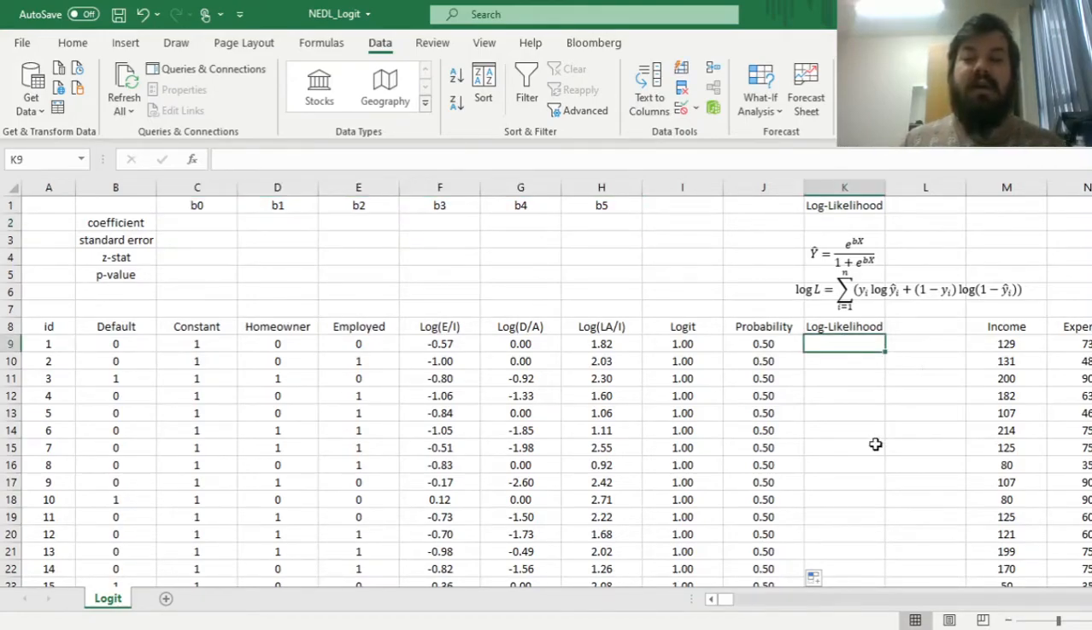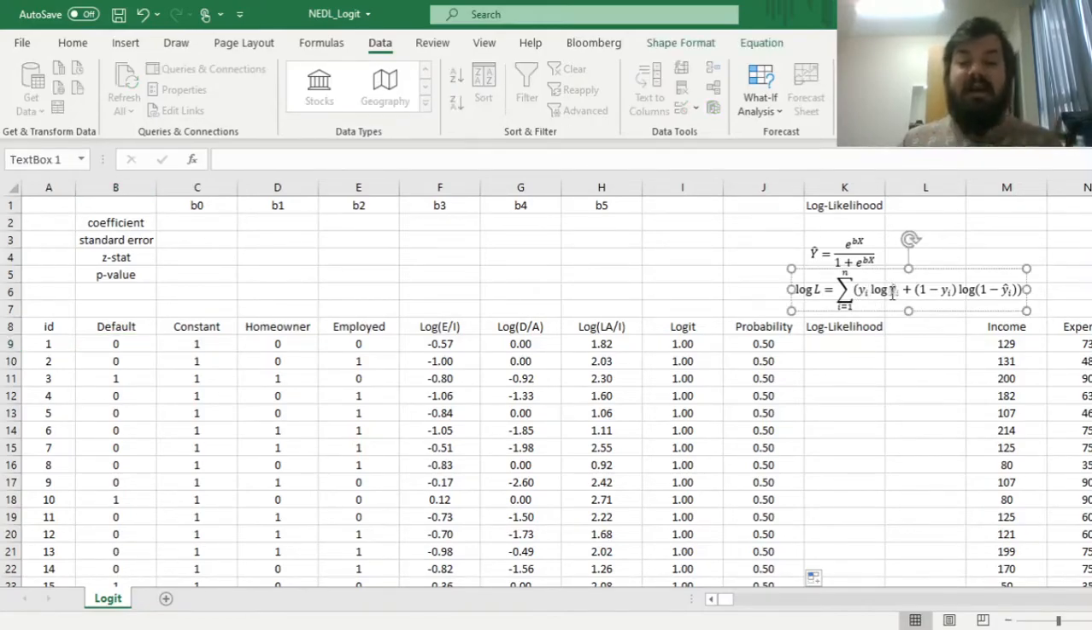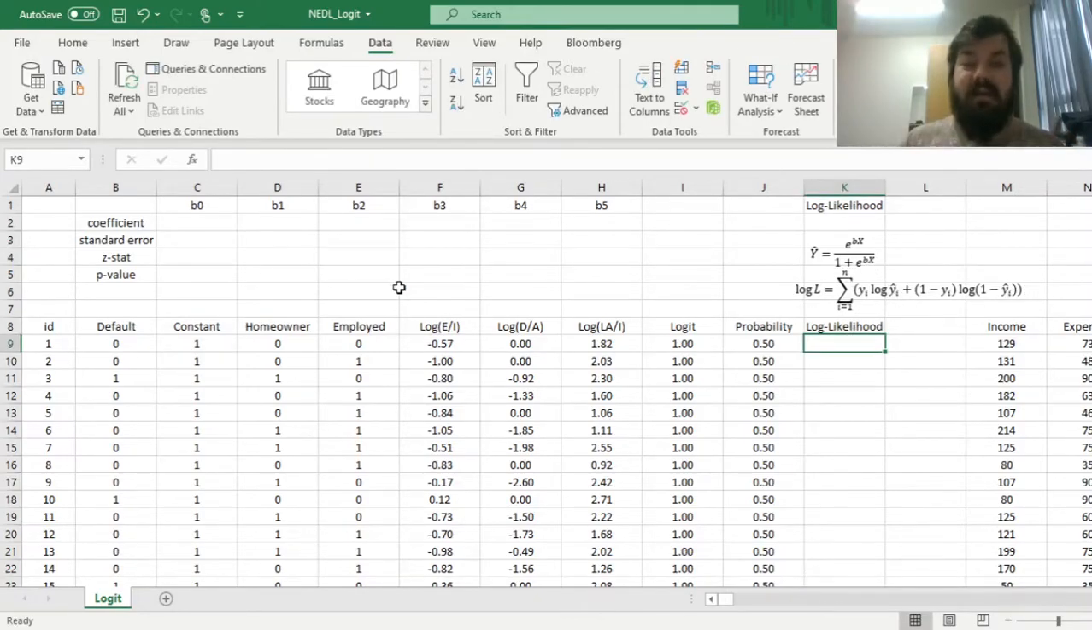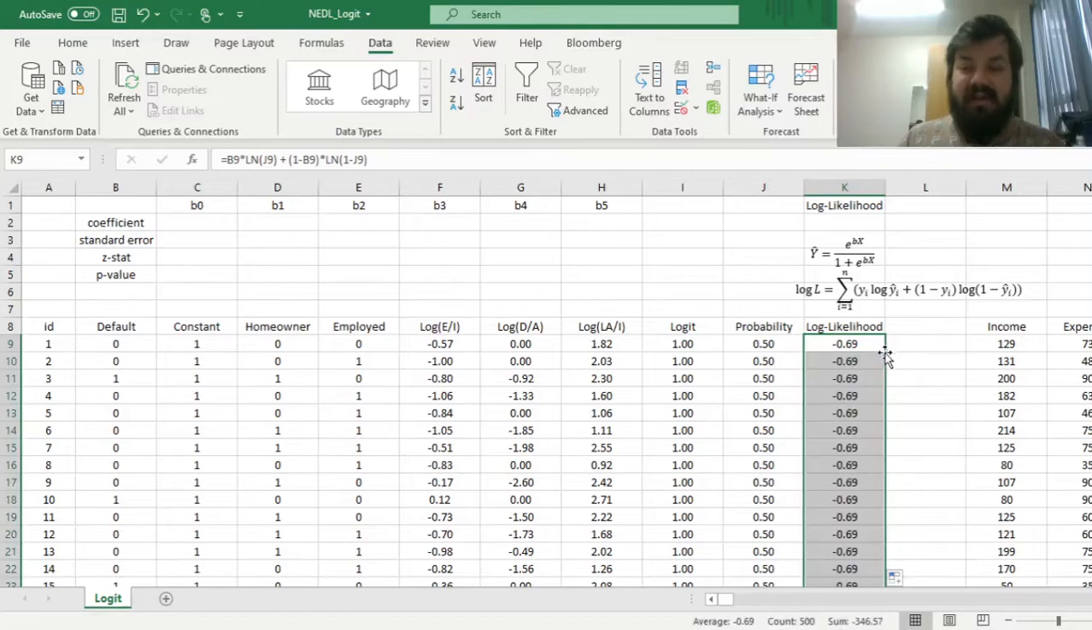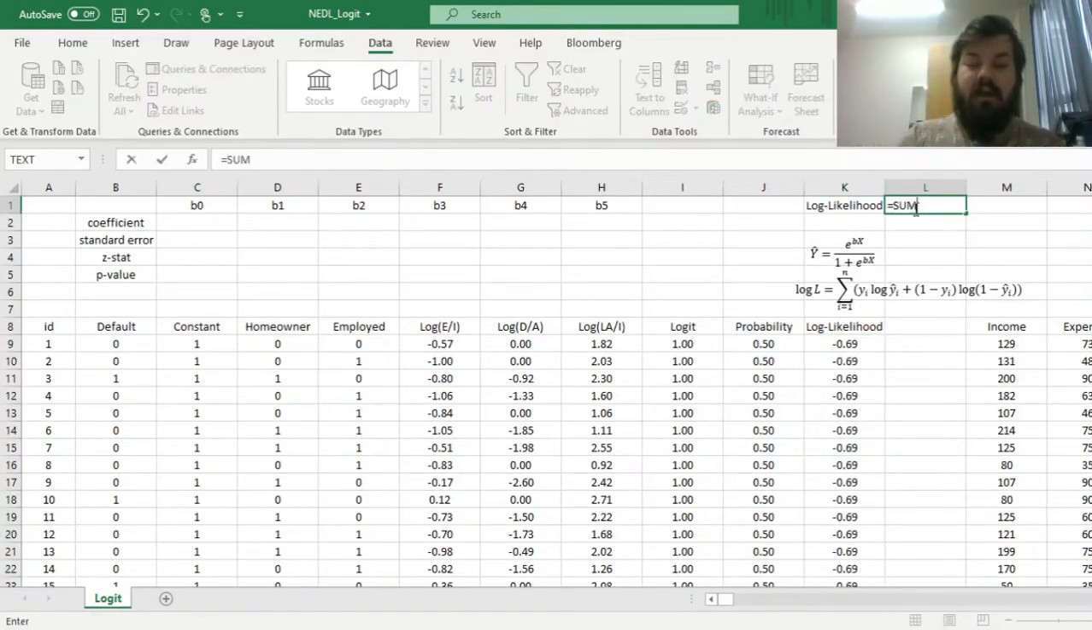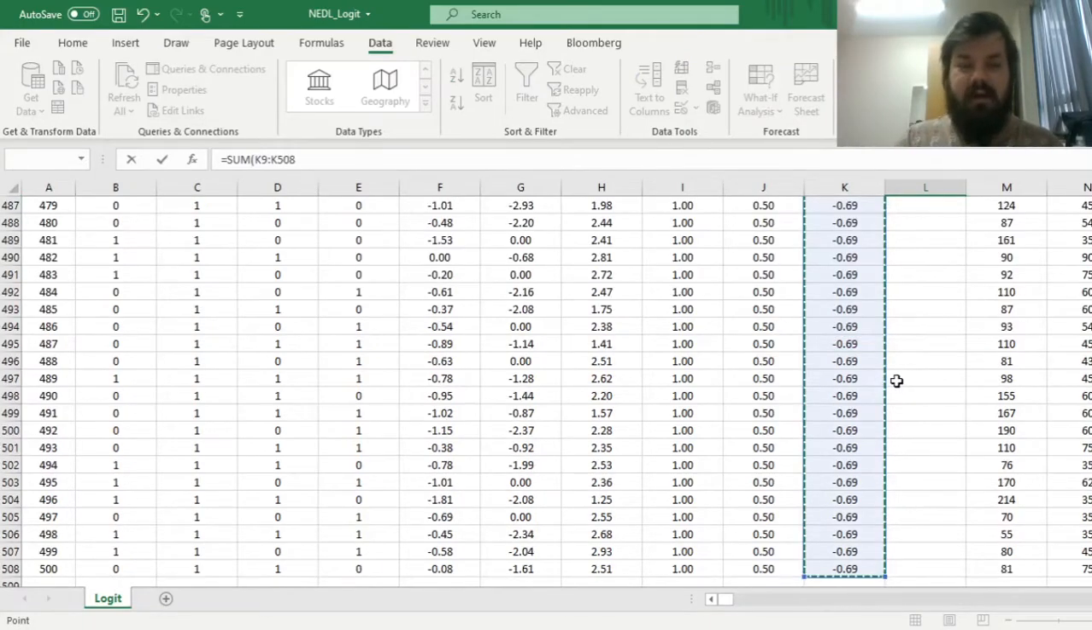And the log likelihood is defined in terms of actual dependent variables that are zeros and ones, yi over here, and the estimated values, the expected values of yi, denoted here as y bar. And we can estimate our log likelihood for every single observation by just multiplying our default categorical variable onto the natural logarithm of our estimated probability plus 1 minus the default categorical variable times the natural logarithm of 1 minus the calculated probability. And we can bottom right click it all the way down, and then we can calculate the total log likelihood, which would be the sum of log likelihoods across the whole sample.